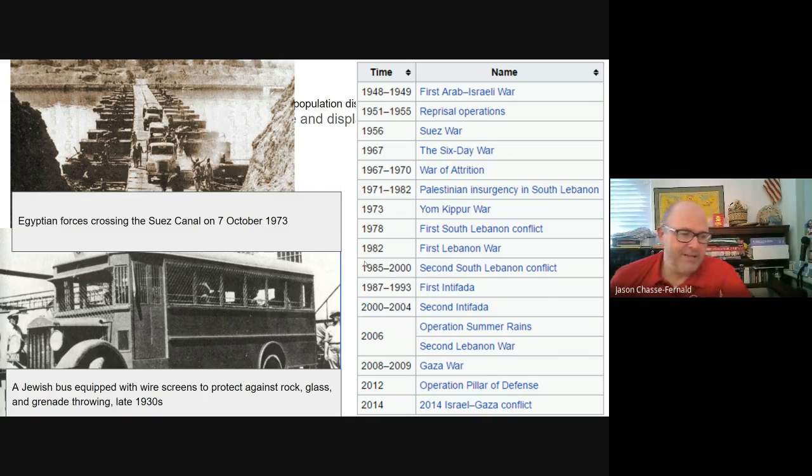But largely what happens is we see a transition, from the 70s and definitely by the mid 80s, where the issues within Israel and Palestine largely become internal issues.